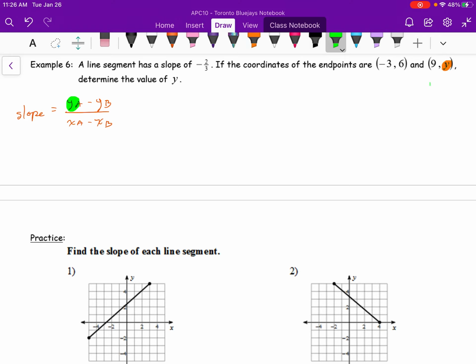I think I'm ready here. I think I should call this point A and this point B. So what I get is the slope, -2/3, is equal to y_A. Well, y_A is unknown, so I'm just going to call that y, minus y_B, which is 6, divided by x_A, which is 9, minus x_B, which is -3. So I'll let you think about this in the next little bit while I plan out your next step.